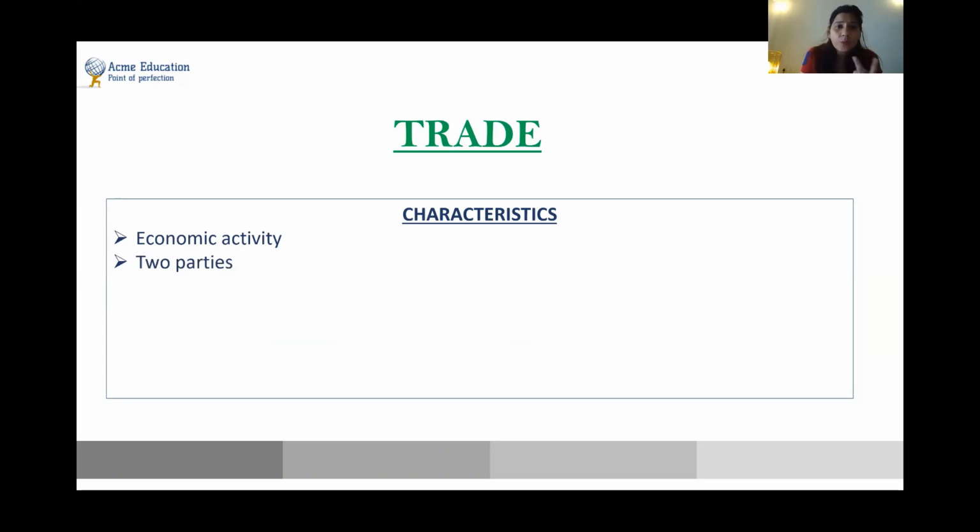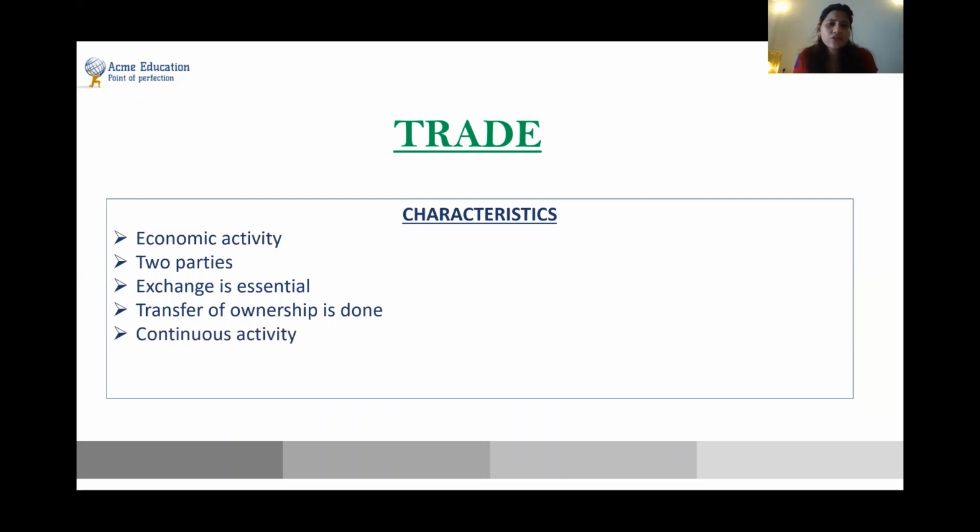There are always two parties when it comes to trade. One is the buyer, one is the seller. The exchange that is happening between the buyer and the seller is very much necessary. There is a transfer of ownership because when the seller sells a particular commodity to the buyer and the buyer pays him the money, the commodity which is right now in the name of the seller becomes the buyer's, and so the ownership passes from the seller to the buyer.